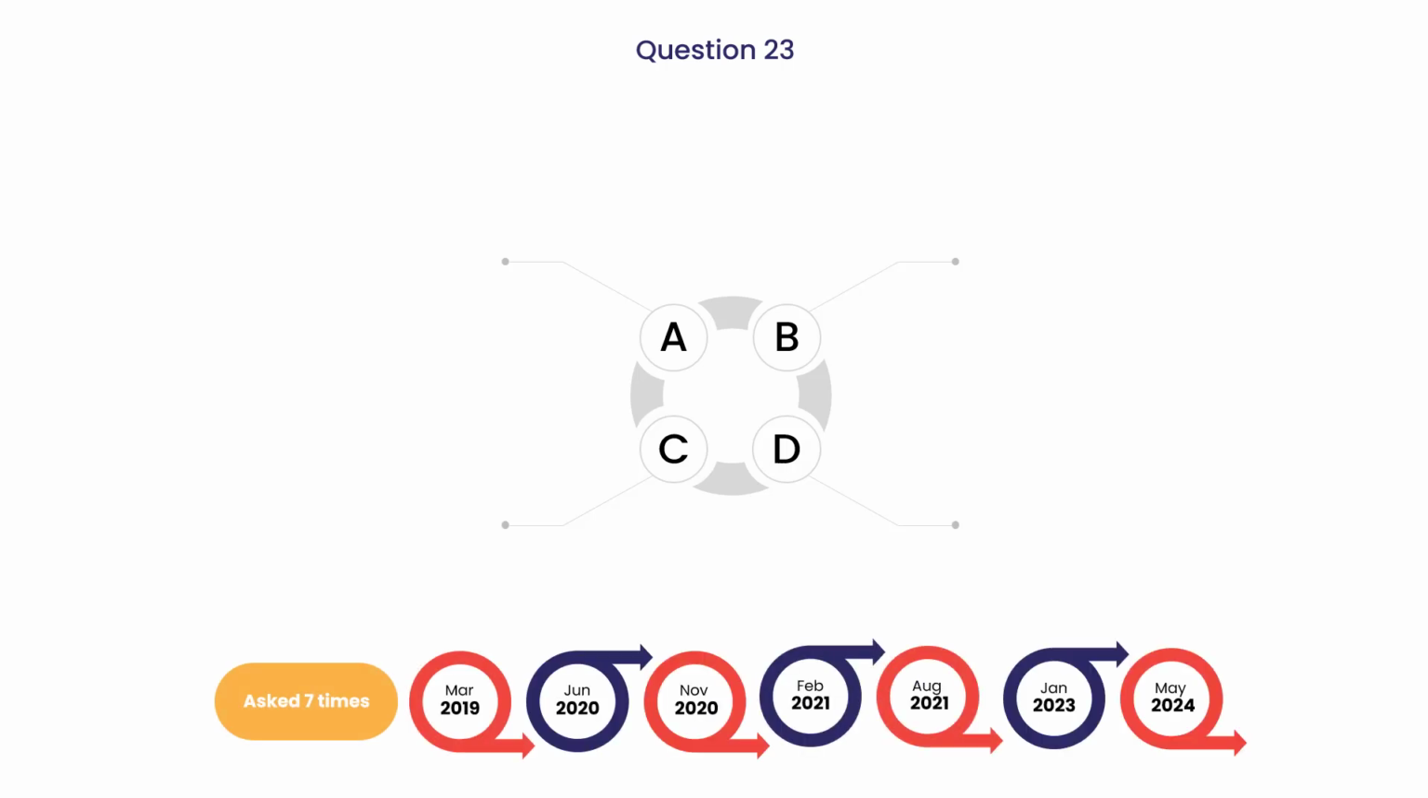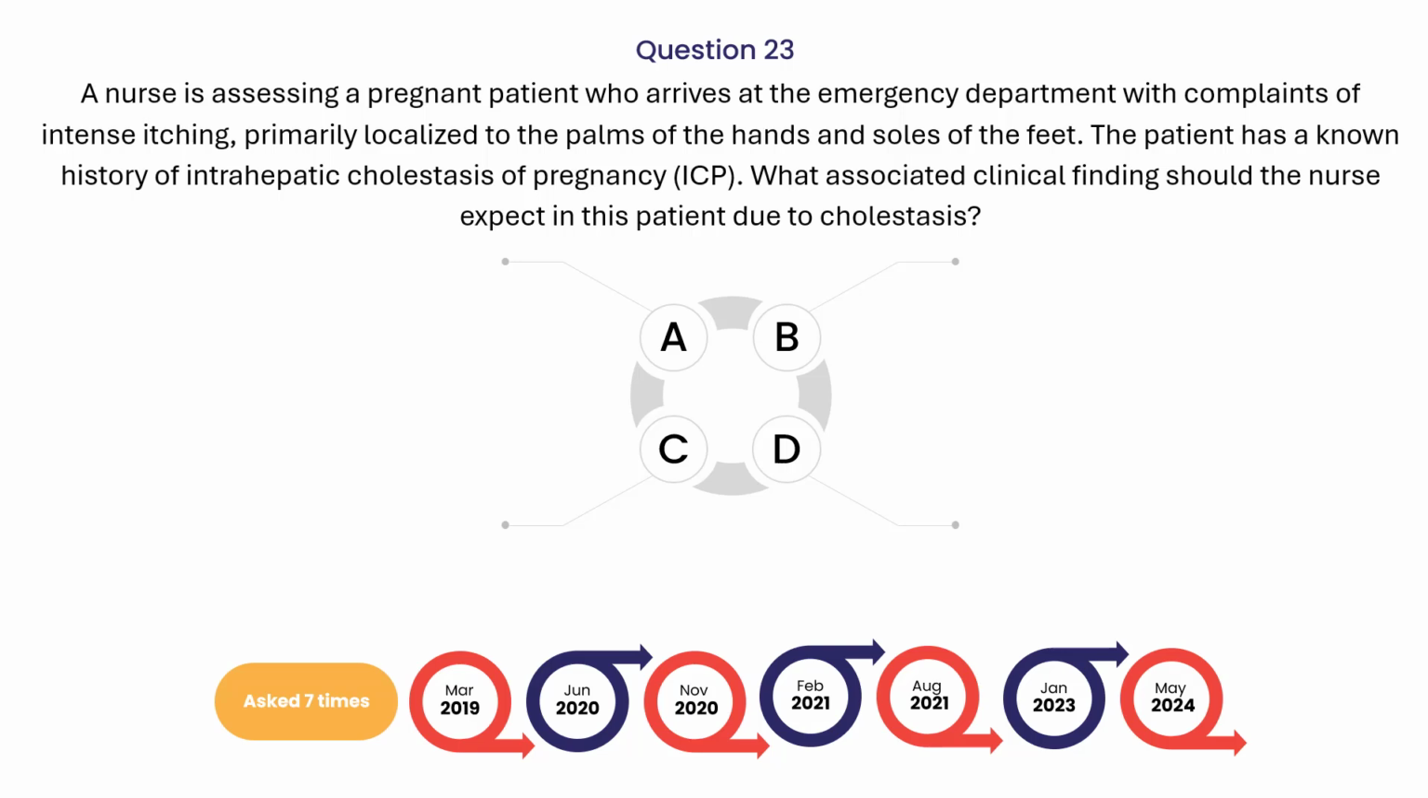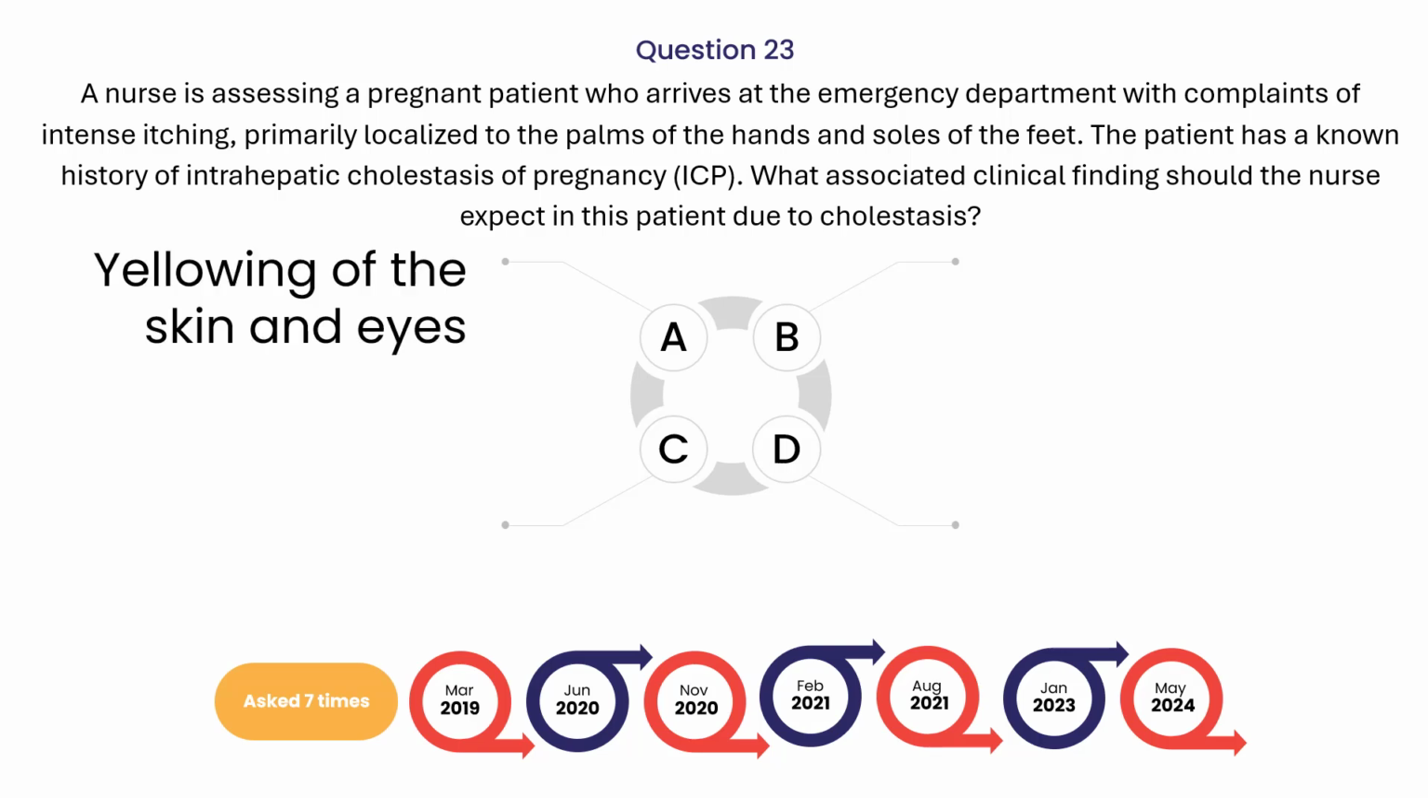This liver disease and pregnancy-related question has been asked 7 times in the last 5 years and is highly relevant for exam preparation. A nurse is assessing a pregnant patient who arrives at the emergency department with complaints of intense itching, primarily localized to the palms of the hands and soles of the feet. The patient has a known history of intrahepatic cholestasis of pregnancy. What associated clinical finding should the nurse expect in this patient due to cholestasis?